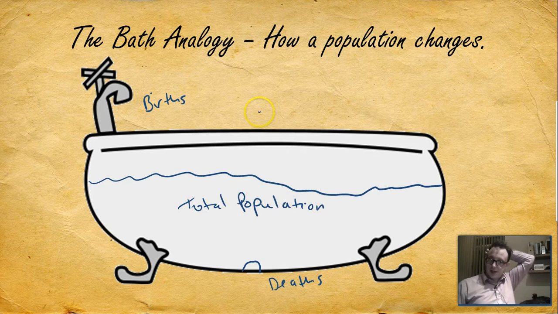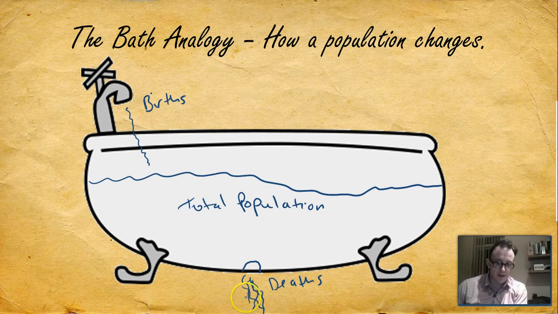Okay, so say now we have only a little bit of water going in, only a few births going in, but loads of water going out of the plug hole, loads of deaths. What's going to happen to the population? More people are dying, more people leaving the population because of death, than there are people coming into the population through births. So you'll get less people in the population. More people are dying than are being born, you get a smaller population. Population will start to decrease.